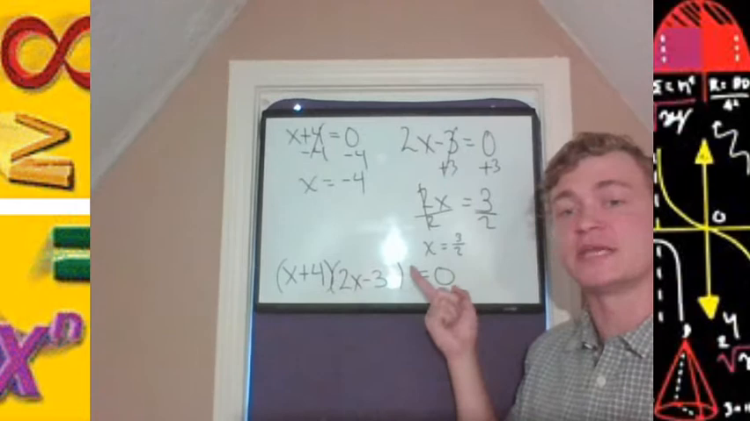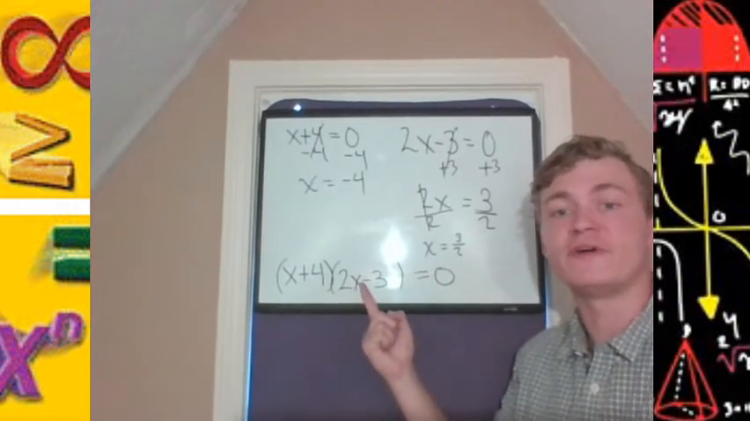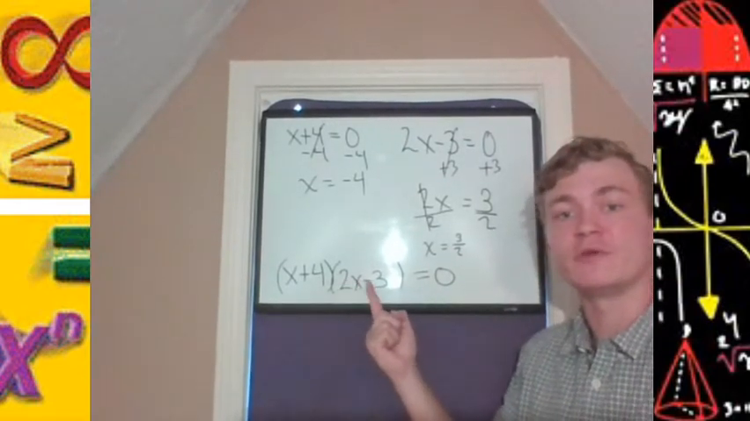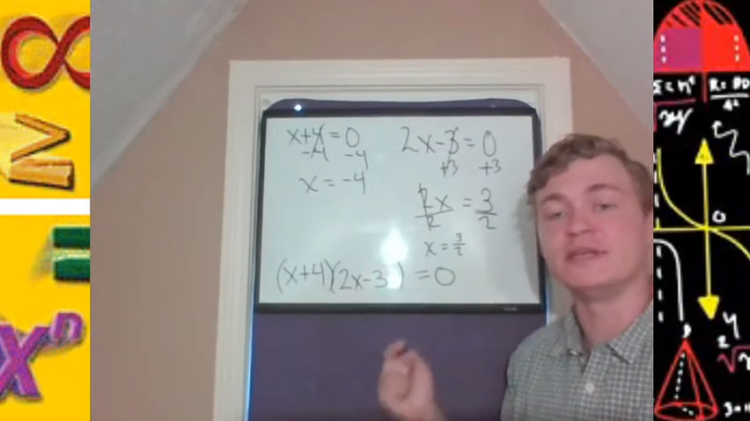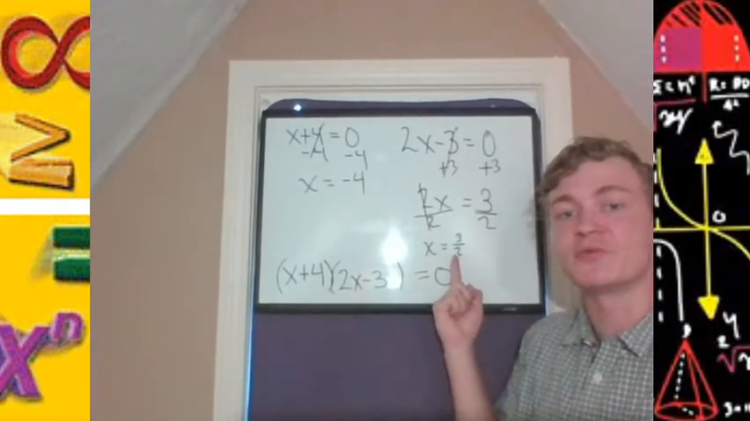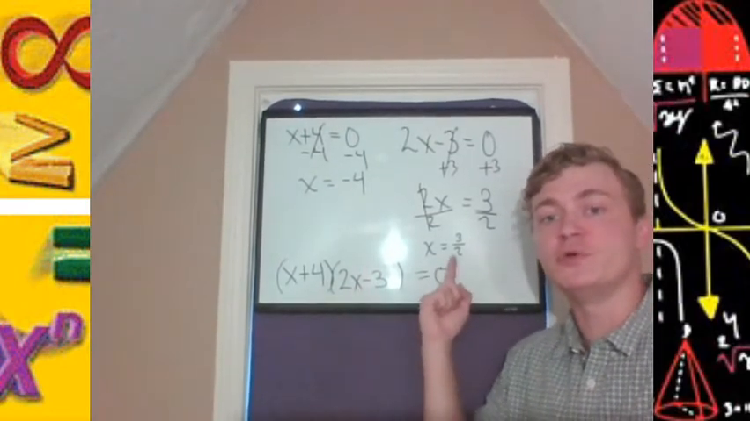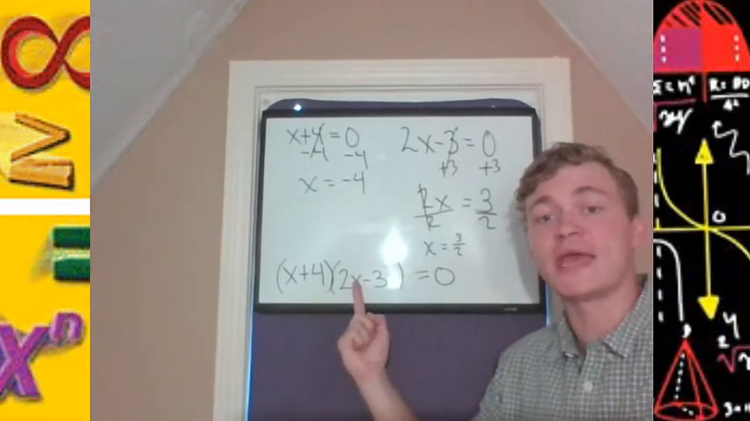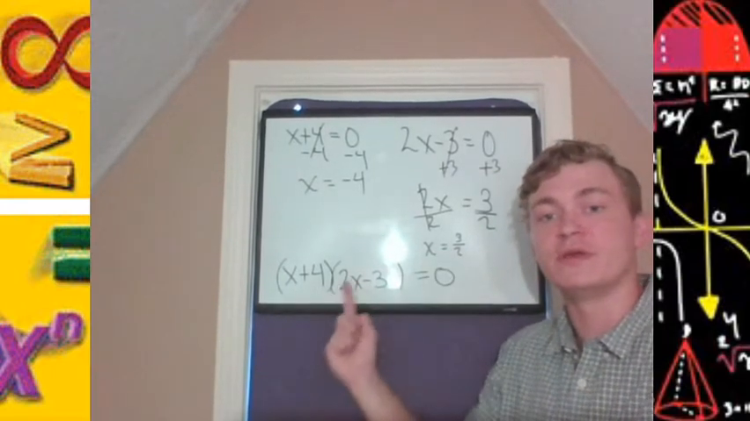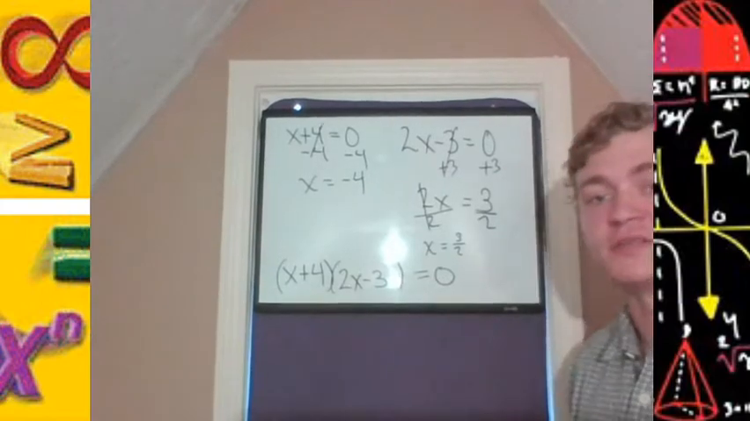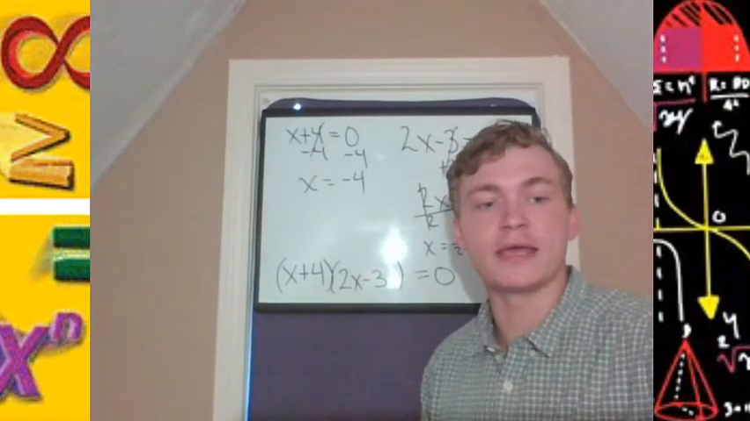Is that a solution? Well, 3 halves is the same as 1.5. 1.5 times 2 is 3. 3 minus 3 is 0. 0 times any number is 0. Another way to think about this: 3 halves times 2, well, the 2 in the denominator and the 2 we're multiplying will cancel, leaving us with simply 3. 3 minus 3 is 0. Once again, confirming our solutions of 3 halves and -4.